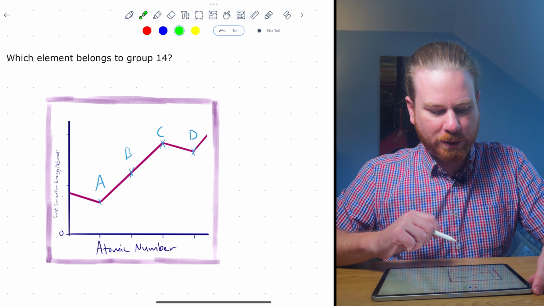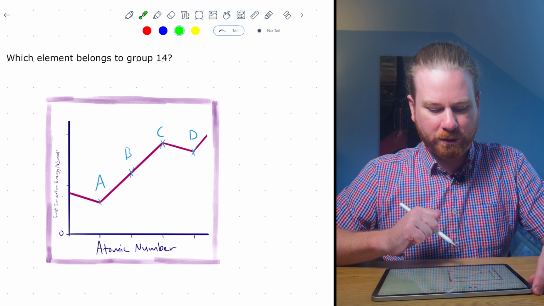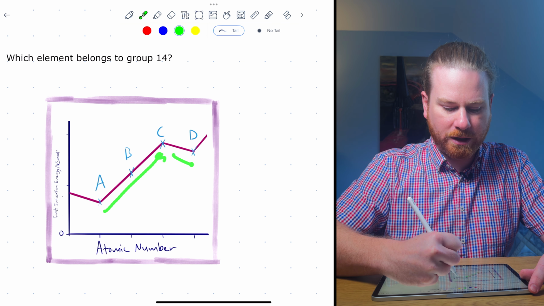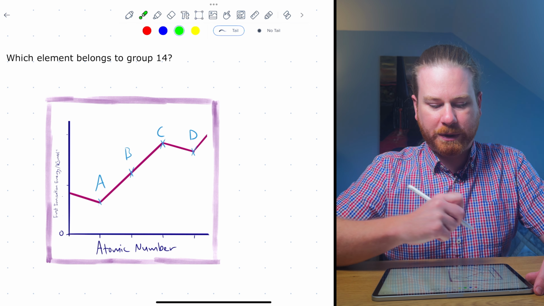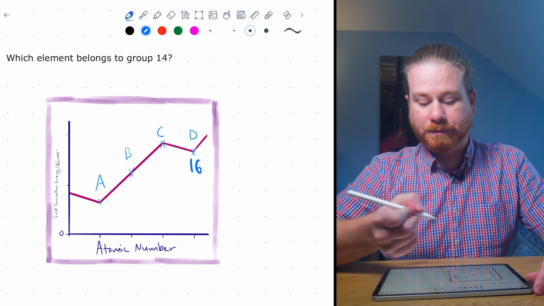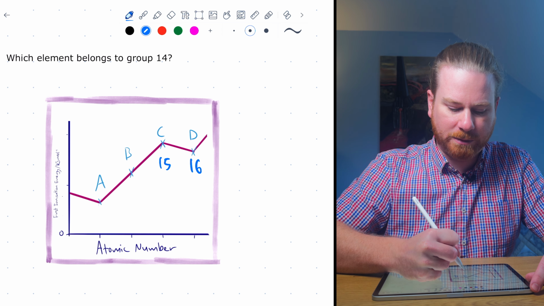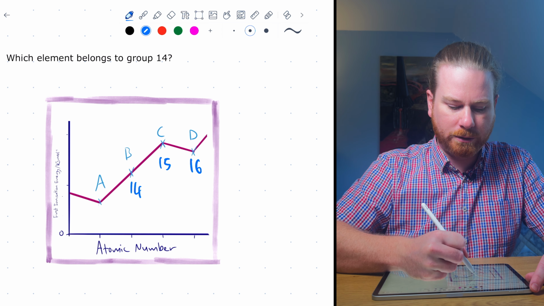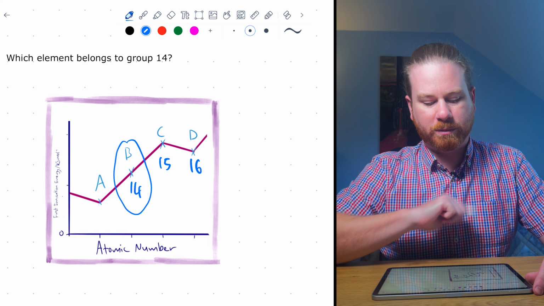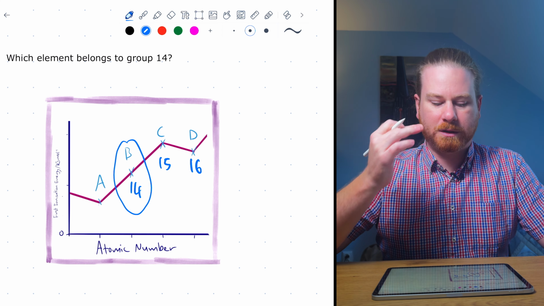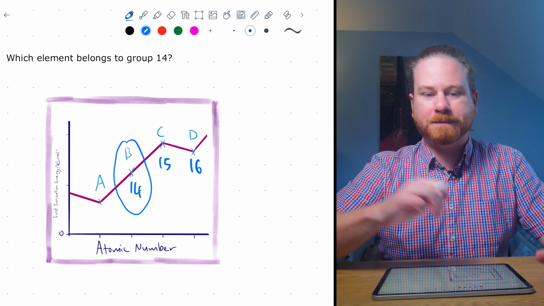So which element belongs to group 14? We've got 3 elements going up before we get our first dip. So we know that this has to be group 16, so this has to be 15, and then this has to be 14. So we know that element B is a group 14 element. Hopefully nice and straightforward.